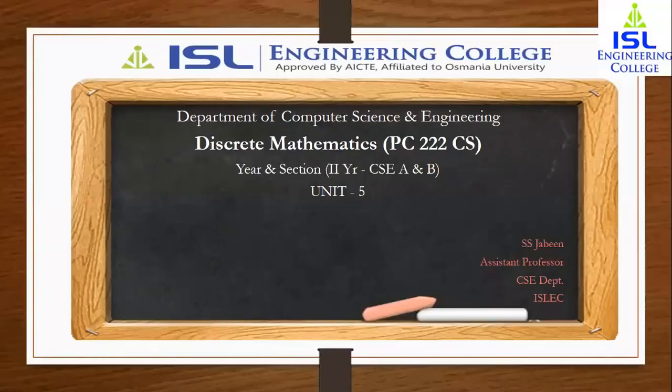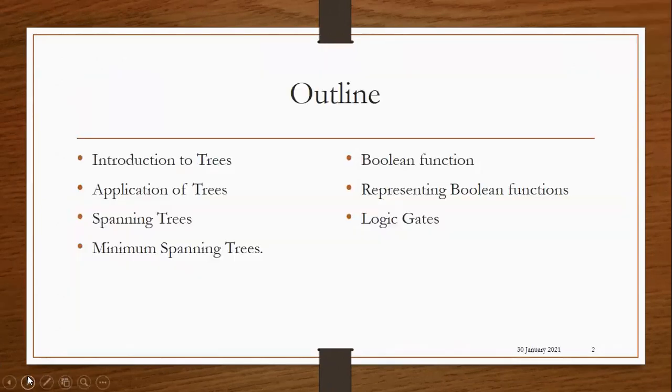Good afternoon. In today's class, we will see the last unit of our syllabus, which is Unit 5, which comprises two subtopics. The first is trees, and the next is Boolean algebra. In the first topic, trees, we will see four subtopics: introduction to trees, application, spanning trees, and minimum spanning trees. In the next, Boolean algebra, we will see Boolean functions, how to represent Boolean functions, and logic gates.